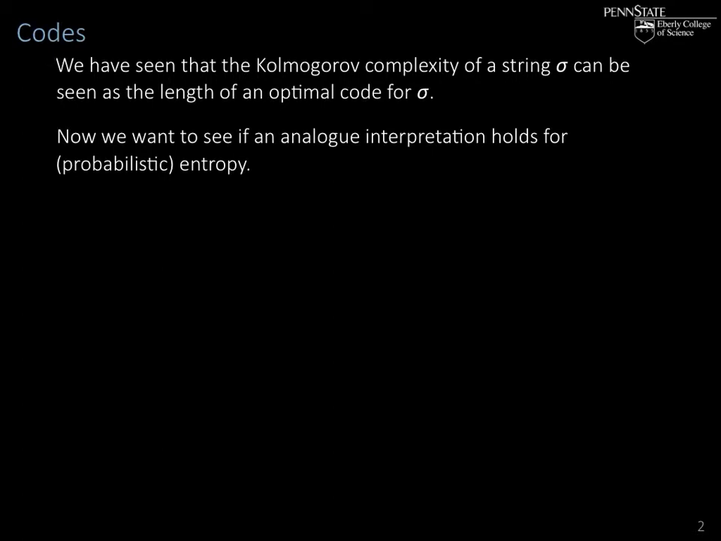In the previous lesson, we have seen that the Kolmogorov complexity of a string sigma can be seen as the length of an optimal code for sigma. Optimal in the sense that it's an optimal input for the universal prefix-free machine, or in the case of plain complexity, an optimal program or code for just a universal machine. Now in this lecture, we want to see if an analogous interpretation holds for the probabilistic setting with regard to probabilistic entropy.